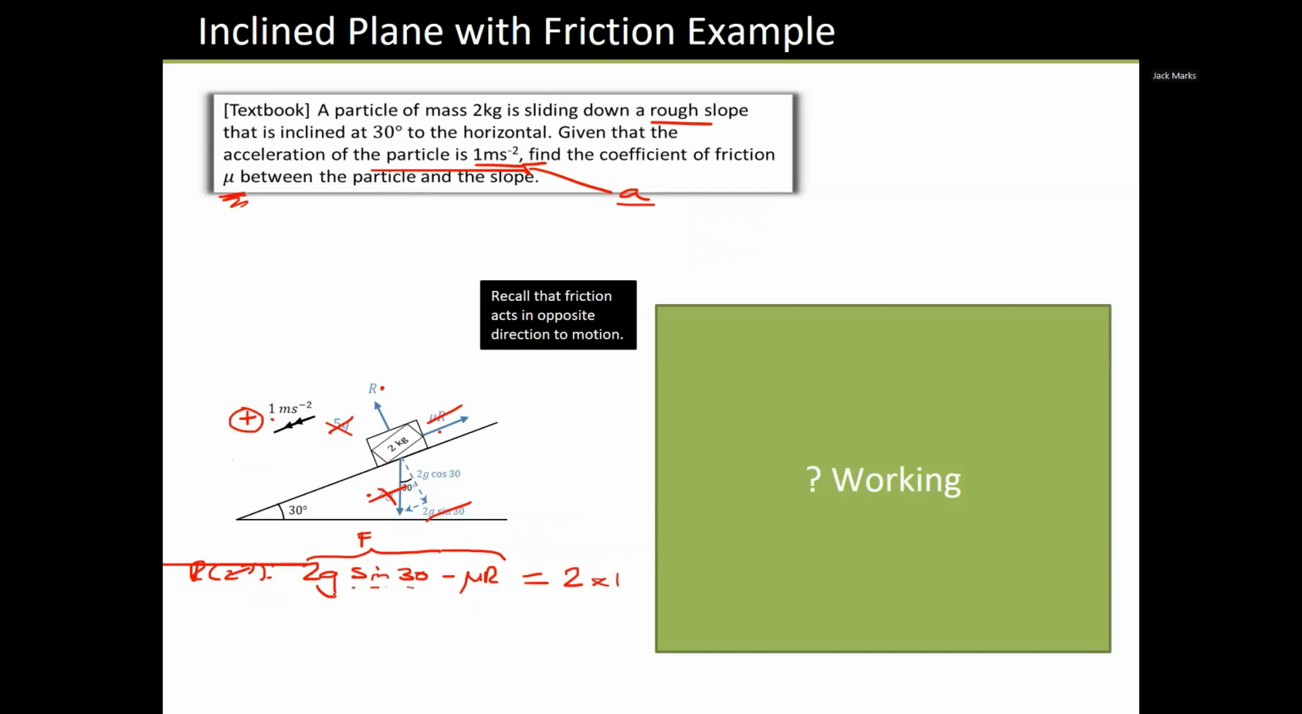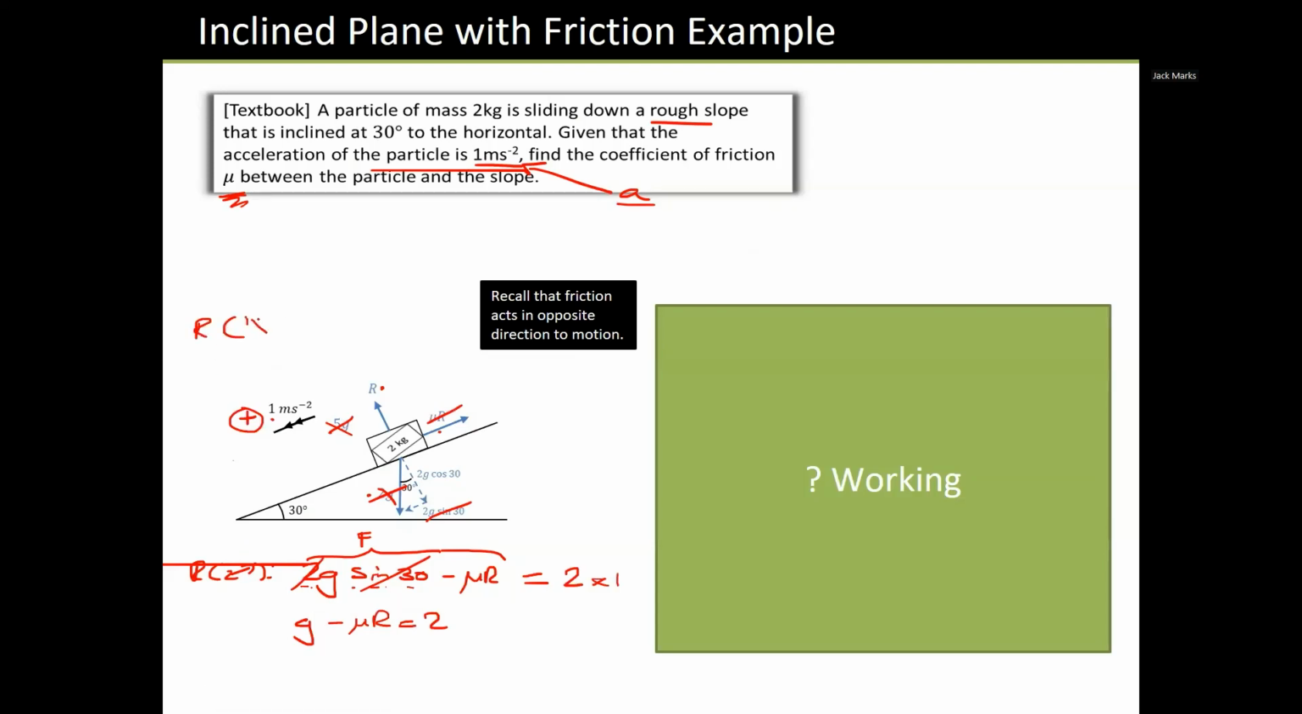Sine 30 is a half. Sine 30 and 2 cancel out. So if I just clean that up a little bit, I can get g minus mu R equals 2. The problem is I don't know what R is. So as we said earlier, it's generally a good idea to do a perpendicular equation as well.